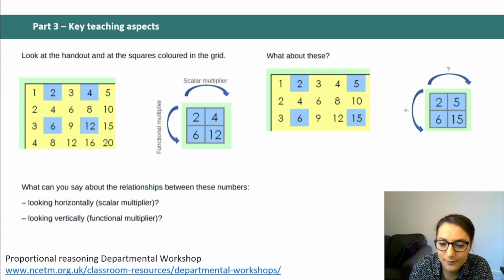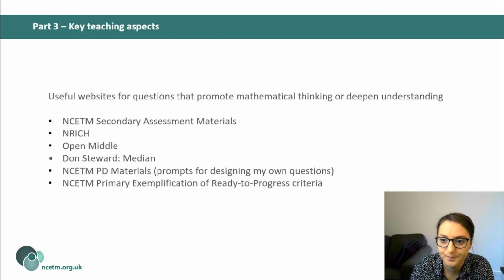So if you are looking for some more information or want to understand ratio tables, the proportional reasoning departmental workshop is where I first learnt about ratio tables, and it goes into quite a lot of detail about how they can be used, from some quite basic maths in multiplication tables right up through lots of different contexts of maths. So if you want to do a bit more reading around ratio tables, that's a good place to go.